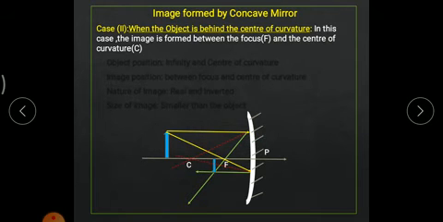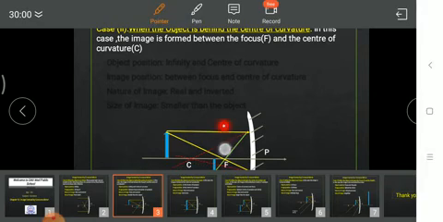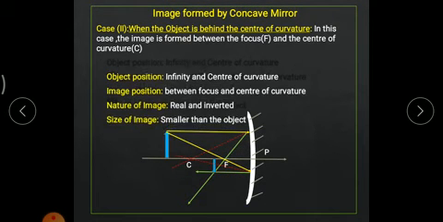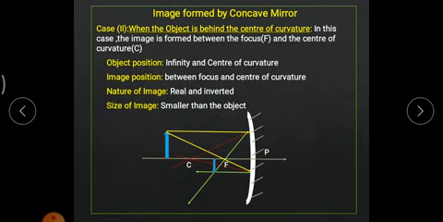Again, I am drawing a normal between the incident light ray and the reflected light ray. It is passing through the focus. So what we got from this case is that whenever the object is placed between infinite distance and center of curvature, the image will always be obtained between focus and center of curvature. The nature of the image would be real and inverted, and it is always smaller than the object.